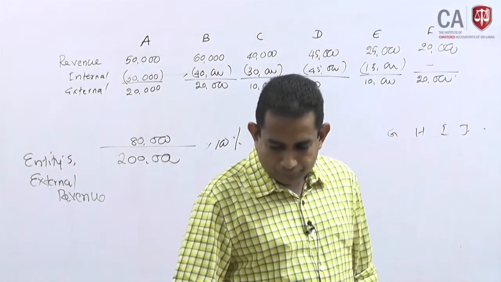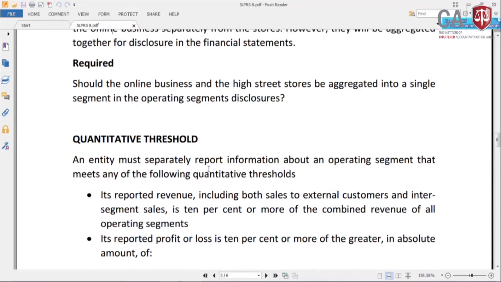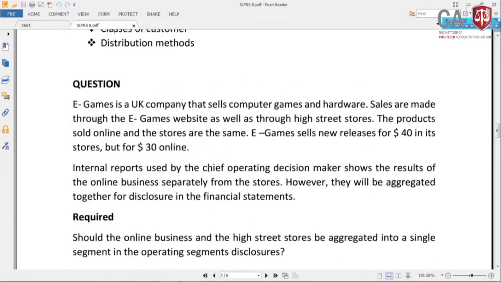Then, let us look at the aggregation criteria.